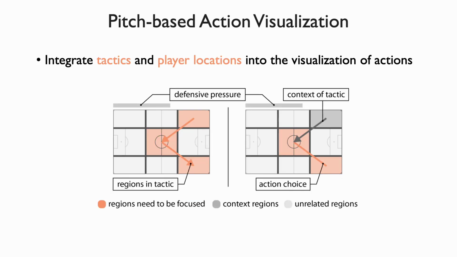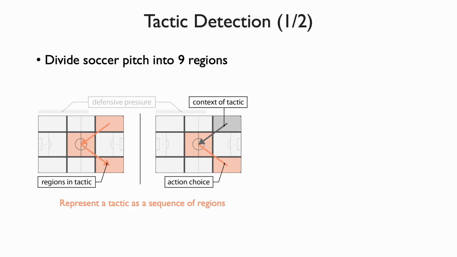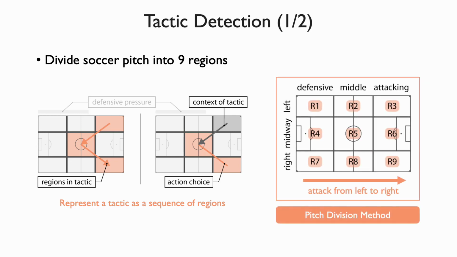To address the first challenge, we designed a pitch-based visualization for soccer actions that places the action choices with the match situations in the same view. It includes a match situation diagram and an action choice diagram to present match situations and action choices in soccer matches. In the diagrams, the tactic is represented as a sequence of pitch regions and encoded by links between the regions. The pitch is divided into 9 spatial regions, including the defensive third, the middle third, and the attacking third, based on the common pitch division method.